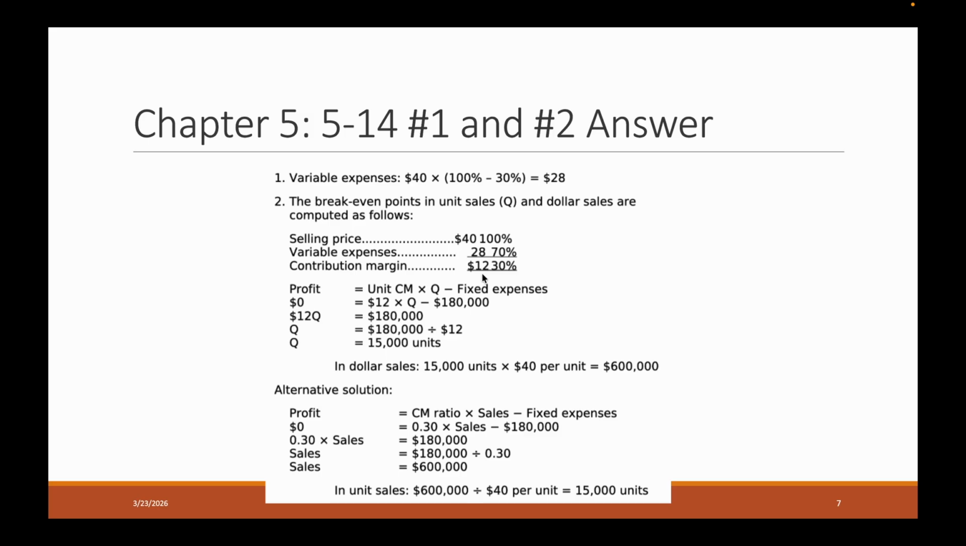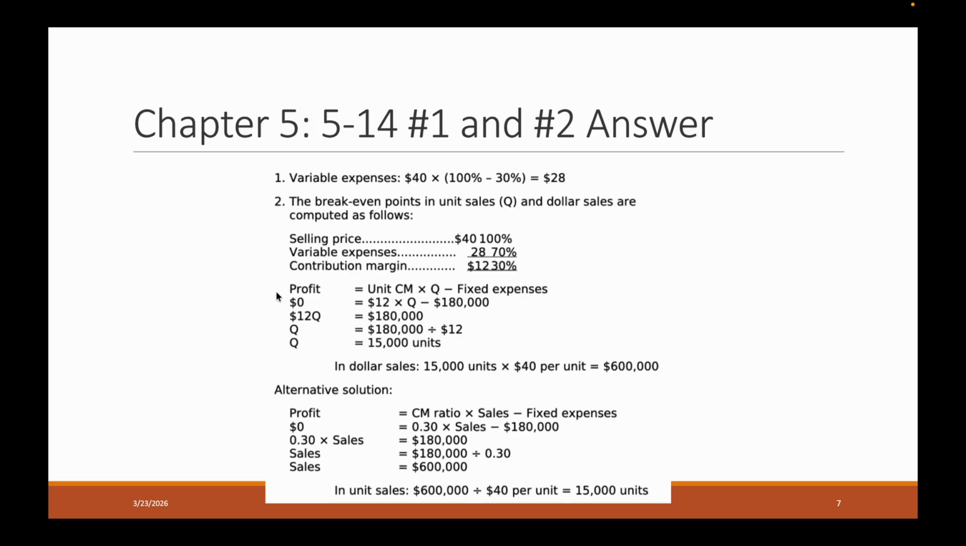So if we want to find the break-even point, we pretty much want to find where profit is going to be equal to 0. So where profit is equal to 0 is going to be the unit contribution margin, what's left over after you subtracted your variable expenses, times an unknown quantity, minus the fixed expenses. So you're going to be netting out your contribution margin with your fixed expenses so that it equals 0.